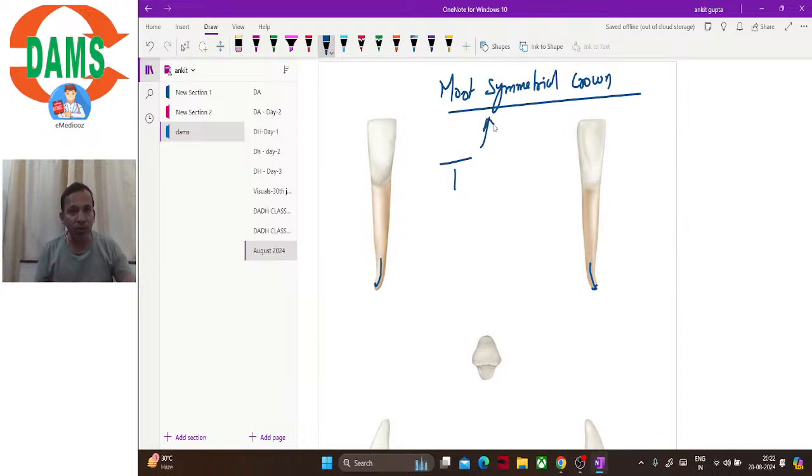I'm not talking about the tooth. It is the crown that is most symmetrical, right? You can easily identify the root because it has a distal curvature, right? So it does not have a bilateral symmetry. It is the crown that has a bilateral symmetry.